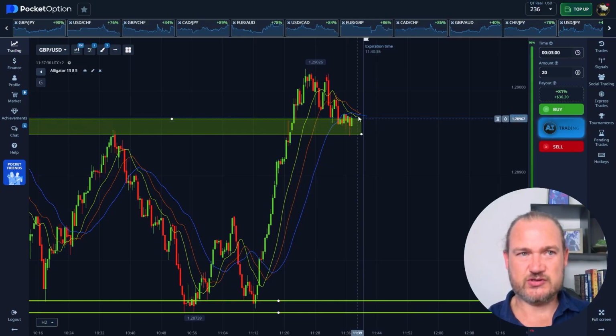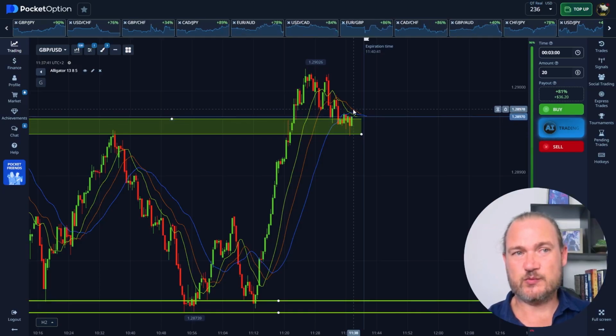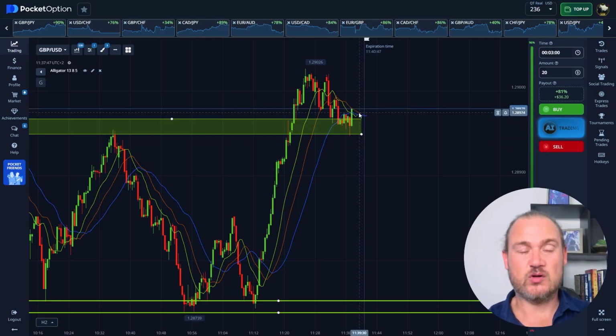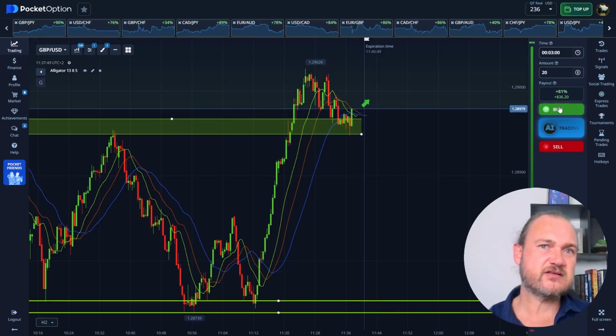There we go. There's a push upwards. So if this candle closes green properly, the alligator lines won't cross. Not all of them will cross. If it closes red properly, they will all cross. There we go. There's the rejection.